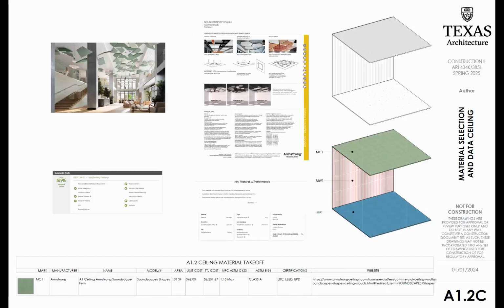So here's the first sheet for the A1.2. You're going to download additional information. You can see sustainability information and acoustics. And then I just put an image here because I didn't have any additional information for this one. And then you're going to develop a material. So you can see the material application here for the floor, wall, and ceiling.